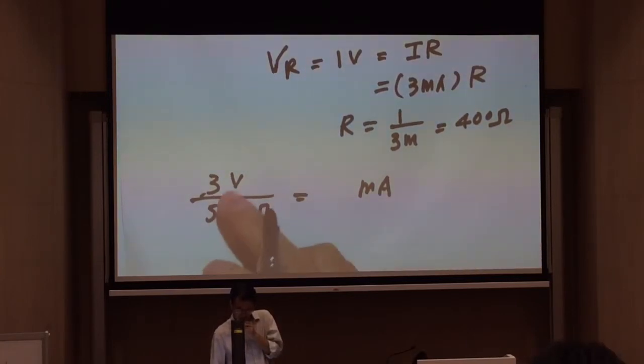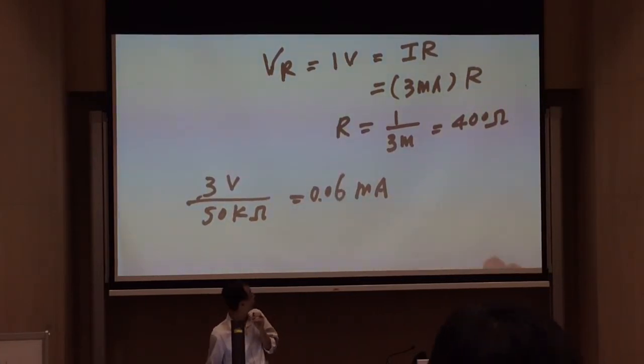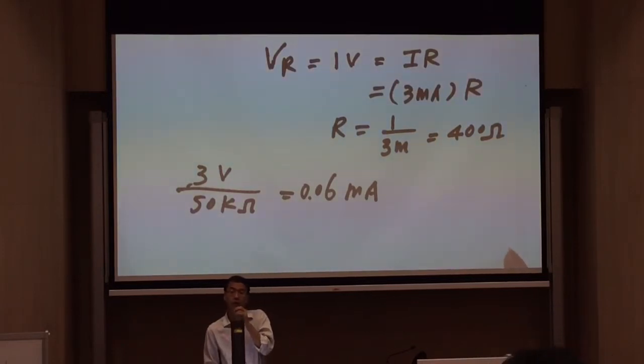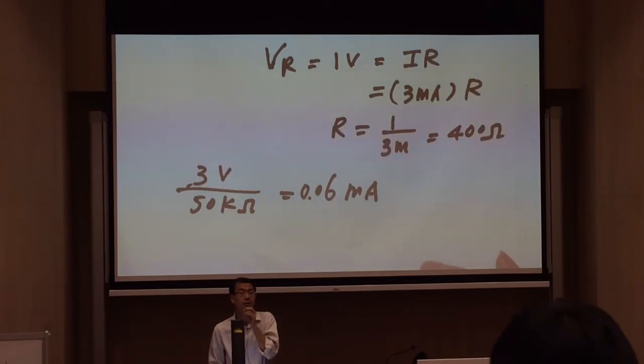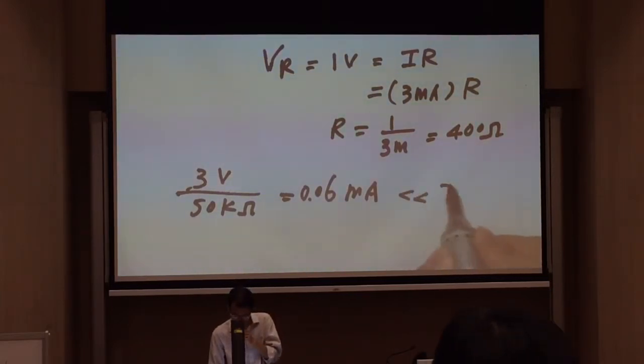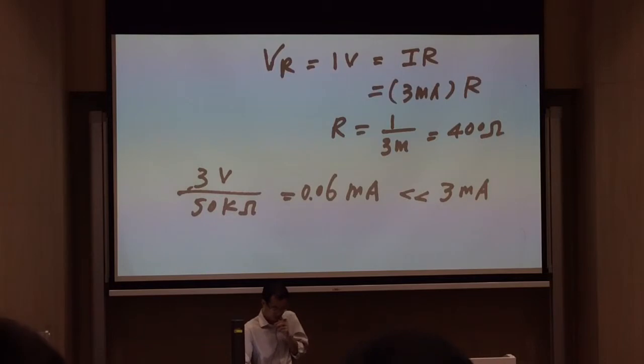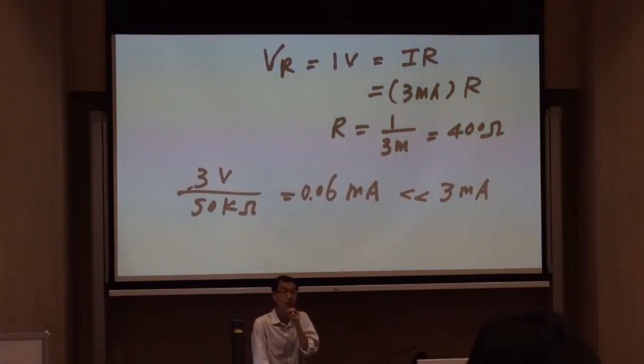Because it's K, so it's milliamp. So 3 divided by 50 is how much? 0.06, right? So just now we asked, what is the typical output current from the individual pin? It's about 3 milliamp. So this one, compared to 3 milliamp, is still much smaller, almost 100 times smaller, 50 times. So that means the wasted current is not very significant compared to the operating current from the pin.